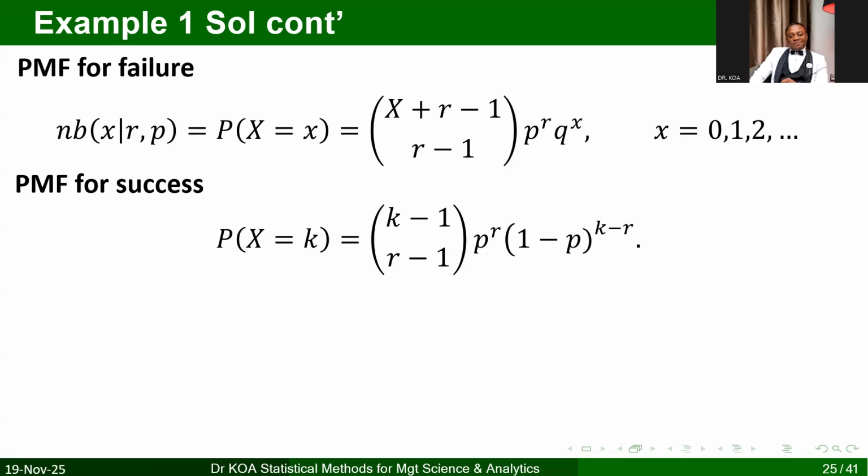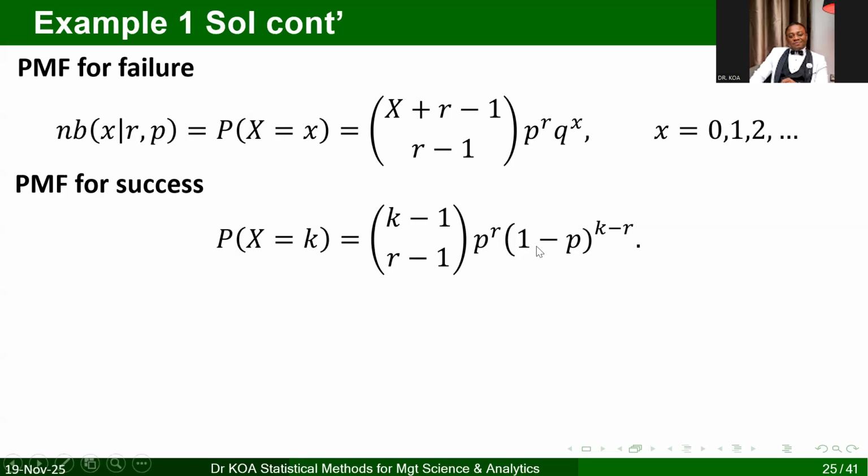Let me get the answer. Check it again. 15. Exactly, that's the right answer. So when you do that, you're going to get a value of 15. What about the next one? The next one is going to be what?